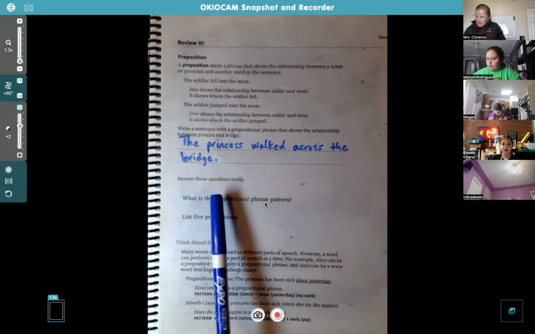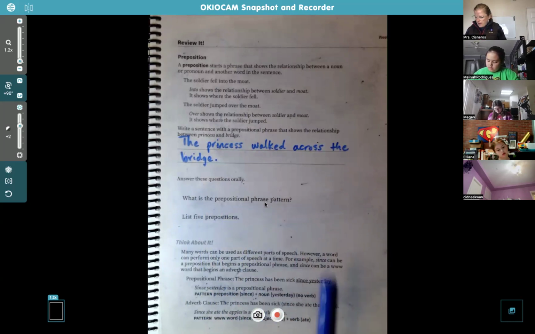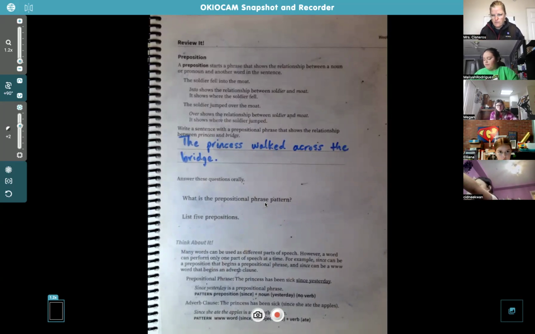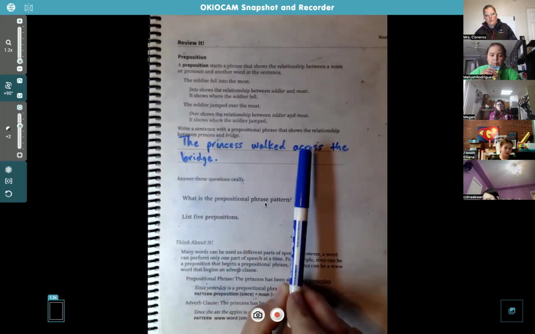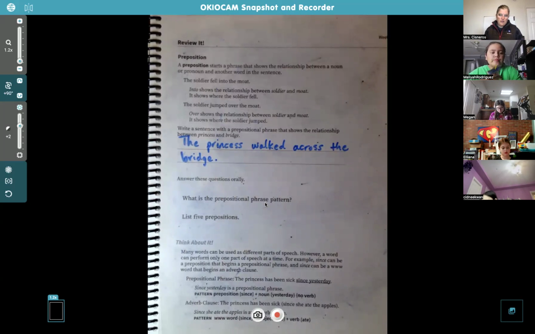Right here it says, answer these questions orally. What is the prepositional phrase pattern? So a prepositional phrase always starts with a preposition. Those are those words on page 43 that you just looked at. And it has a noun or a pronoun. But the thing about a prepositional phrase, it does not have a verb. So it has a preposition and a noun or a pronoun, but no verb. Like across the bridge has the preposition across and the noun bridge. But notice there's no verb there.